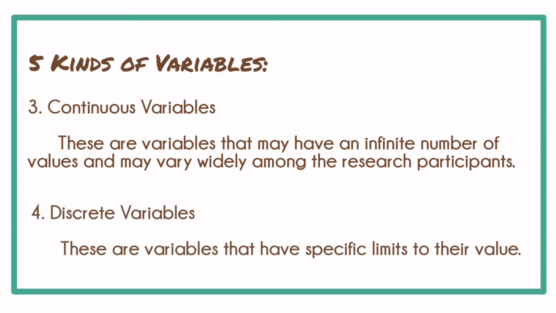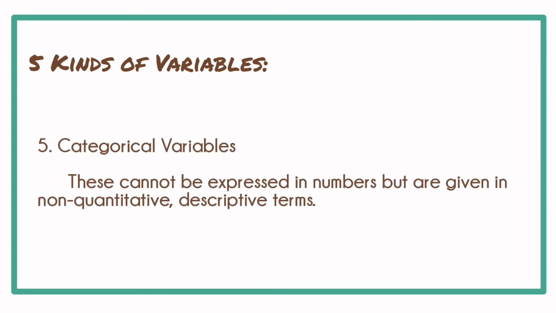4. Discrete variables. These are variables that have specific limits to their value. Examples are income, number of children, or years of employment. 5. Categorical variables. These cannot be expressed in numbers, but are given in non-quantitative, descriptive terms. Examples are civil status and educational achievement.